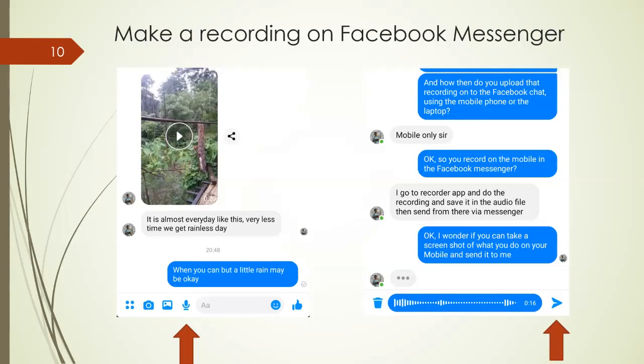But on your mobile phone, on your Facebook Messenger, there is a little symbol down here on the bottom left that looks like a microphone. You can press that. You can record yourself speaking, or you can record your auntie or uncle telling a story or singing a song.